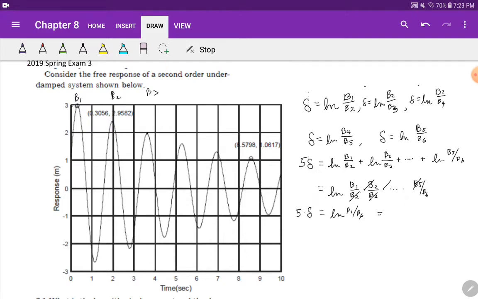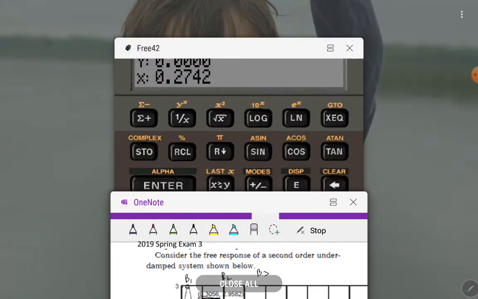5 times delta equals natural log of b1 over b6. Be careful to make sure that you read the right one. What's 0.3056? That's the x value or the y value? That's x, right? So what's the height? The initial height is 2.9582, divided by, that looks to be 1.0617.